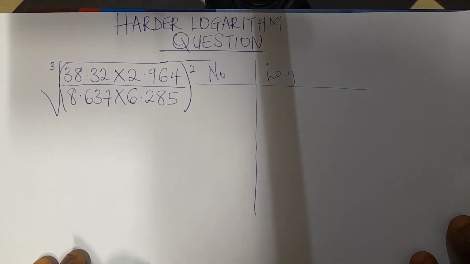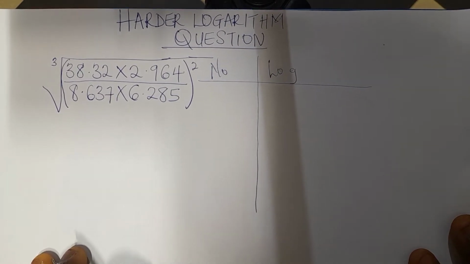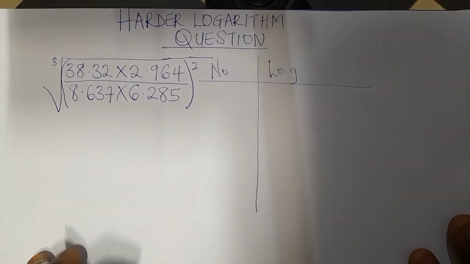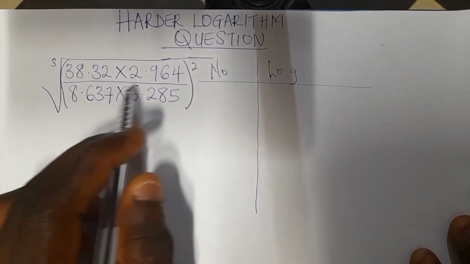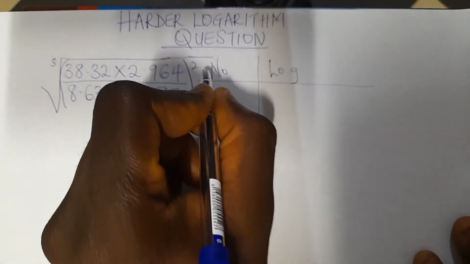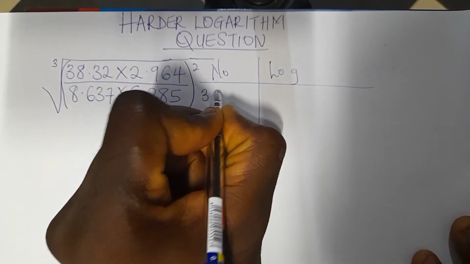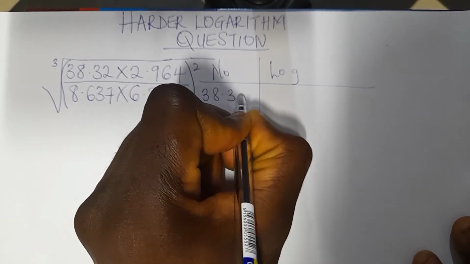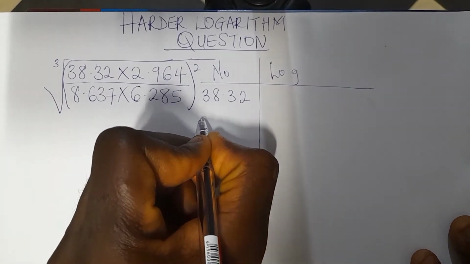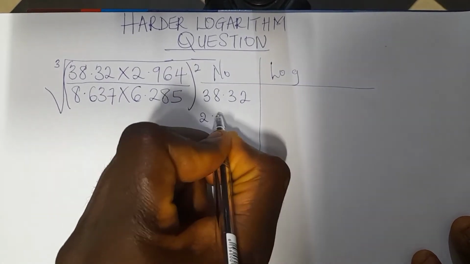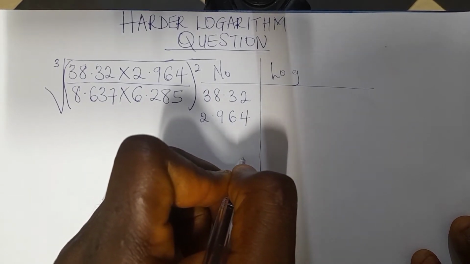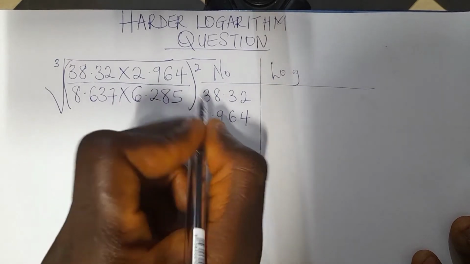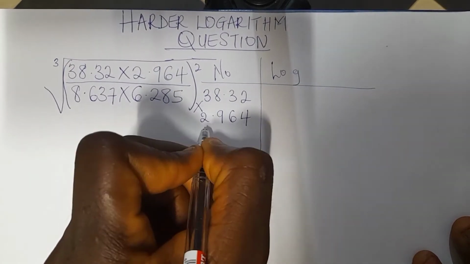You see that many rules apply here. You have so many rules here. Now let's first of all deal with the numerator, which is this. Okay, now we have 38.32 and we have 2.964. Okay, look at this. Now what's joining them? A multiplication sign.